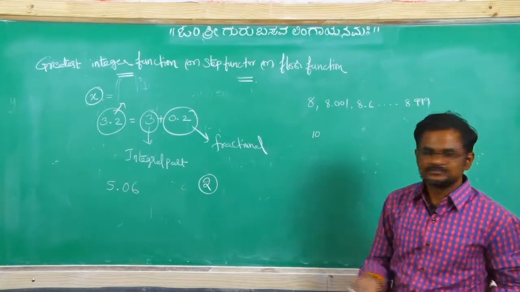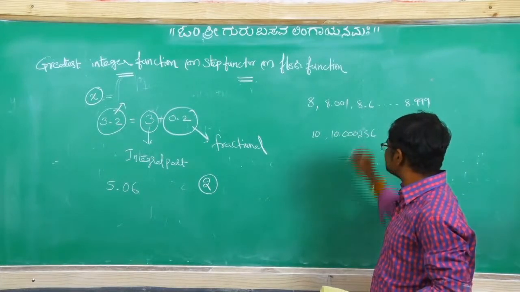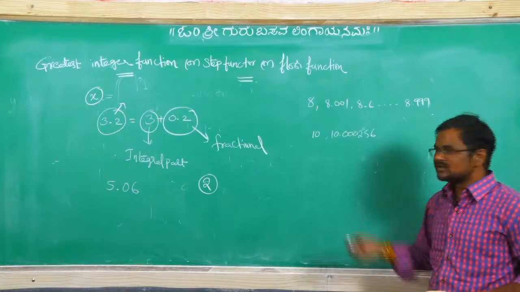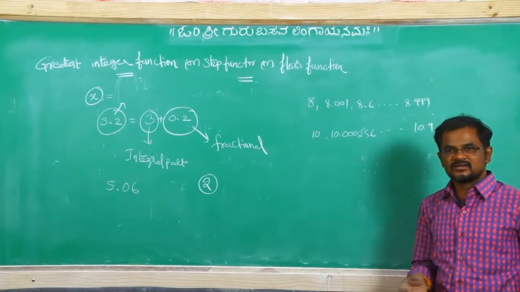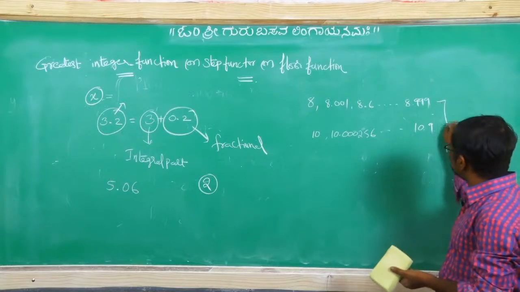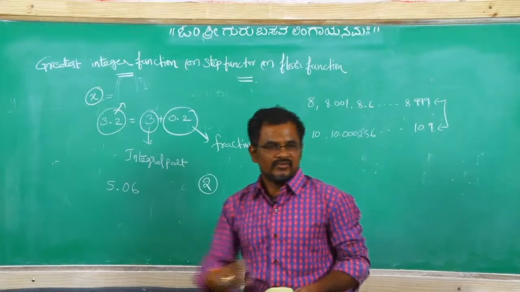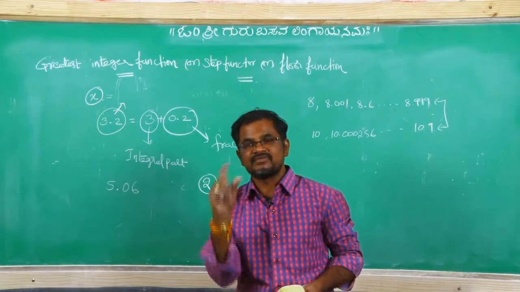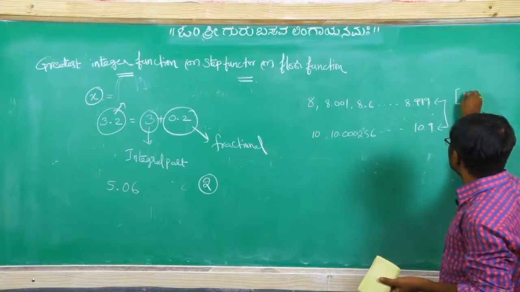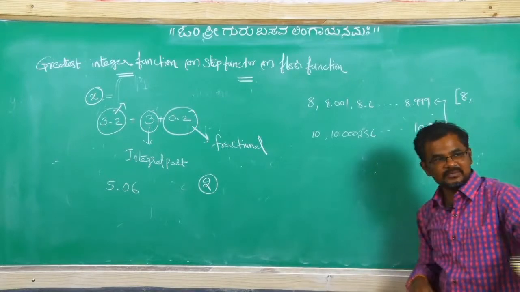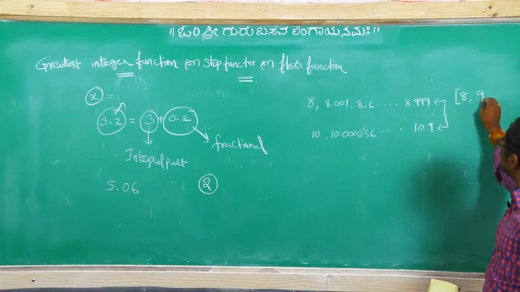10.0, next 10.000256, 10 only, etc. 10.9, 10 only. Means by these two examples, what are we observing? For integral part of 8, that real number should lie between an interval. That's why I first completed the intervals: closed interval 8 to open interval 9.